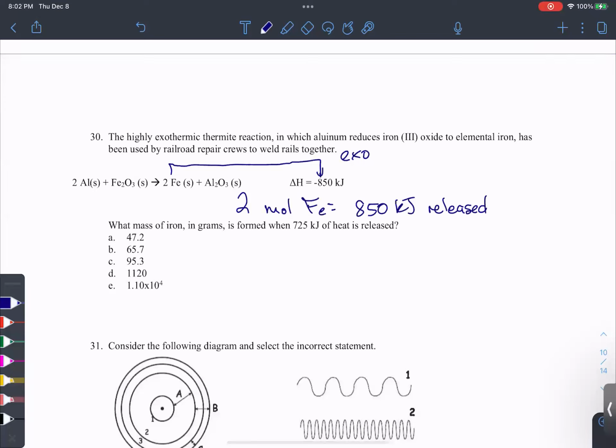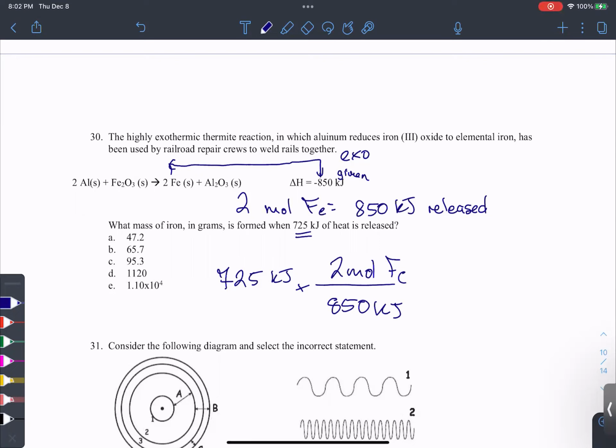Basically, I just removed the negative sign because the negative sign just tells us what direction energy is going. And I'm still signifying that by saying energy is released in this case. So what I'm going to do is look at what's given, 725. We are given energy, so we're just going to work backwards, use stoichiometry and get iron that we need. So 725 kilojoules times 850 is going to go on the bottom. 2 moles of iron is up top.